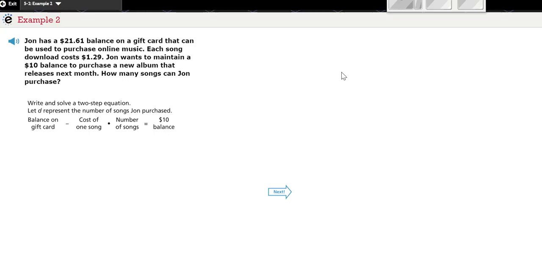Example number 2 says John has a $21.61 balance on a gift card that can be used to purchase online music. Each song downloaded costs $1.29. John wants to maintain a $10 balance to purchase a new album that releases next month. How many songs can John purchase?